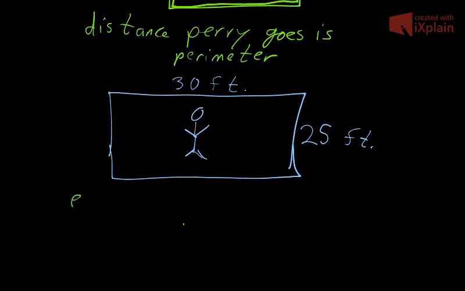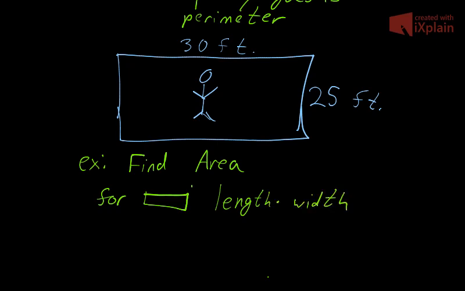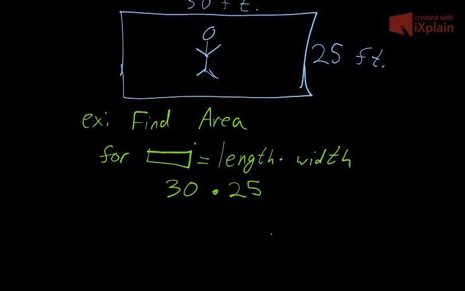So we're going to start off with my example to find the area. Well, the formula for area is just going to be length times width for rectangles. So for rectangles, draw a rectangle. It's length times width. And I already have my length times width. My length is going to be 30 times my width, which is 25. And if I do this calculation, I will end up getting that it is 750.